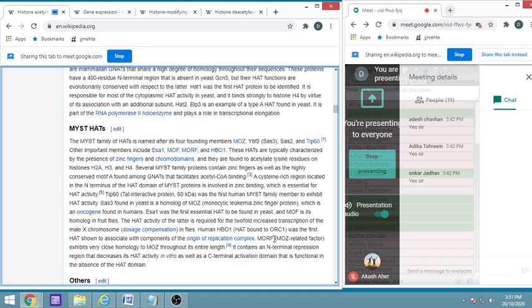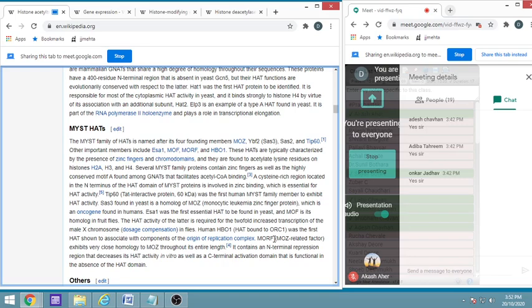Earlier we have seen the bromodomain. Present here are important features known as zinc fingers and chromodomains. The word zinc fingers will come many times, because these are proteins that form complexes with the zinc molecule, and zinc plays a very important role. Earlier we saw the bromodomain; here they have a chromodomain. Chromo means color, and they acetylate lysine residues on histones like H2A, H3 and H4.